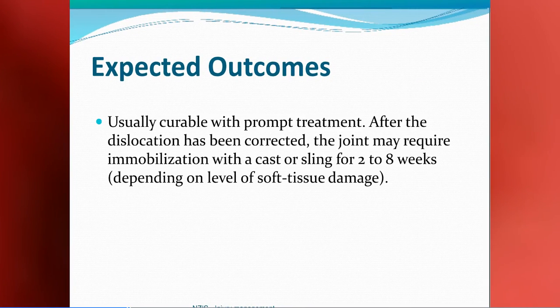A dislocation is usually pretty curable. The longer that it's out, probably the longer the treatment and the recovery process is going to be. So you could be looking at anywhere between 2 and 8 weeks, depending on the level of tearing of muscle and surrounding tissue like ligament that could have happened at the same time.